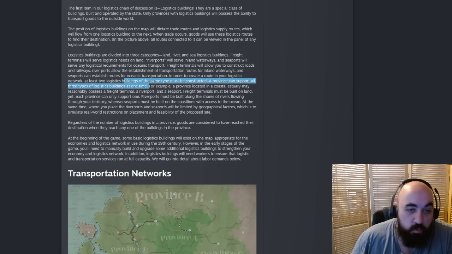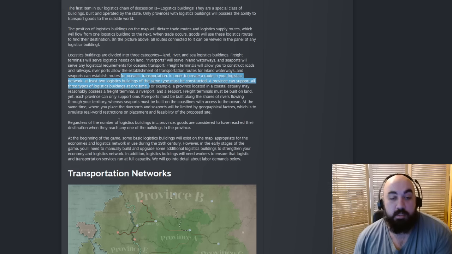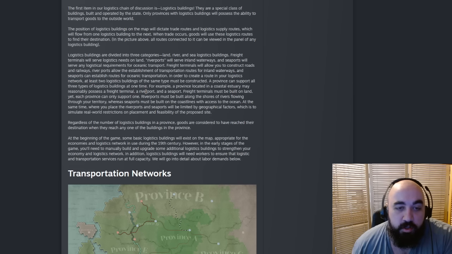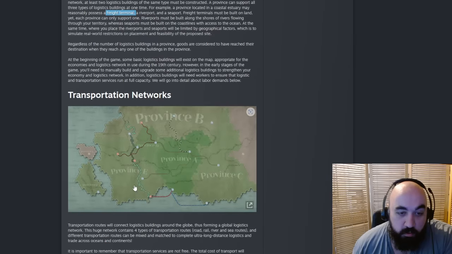Okay, so we bring them in by sea, and then we bring them in by river, and this type of thing. For example, a province located in a coastal estuary may reasonably possess a freight terminal, a river port, and a seaport. This seems especially important because for every single river port, I imagine you will also want a freight terminal for land, right? As it goes in through the river and will branch out.